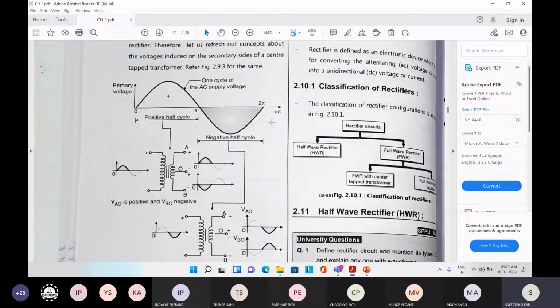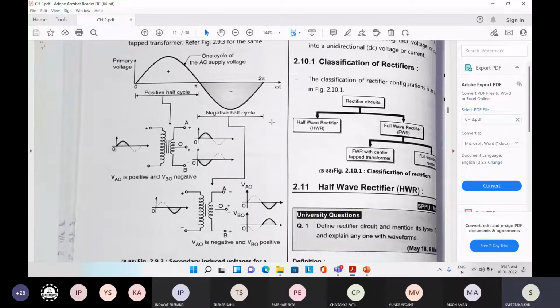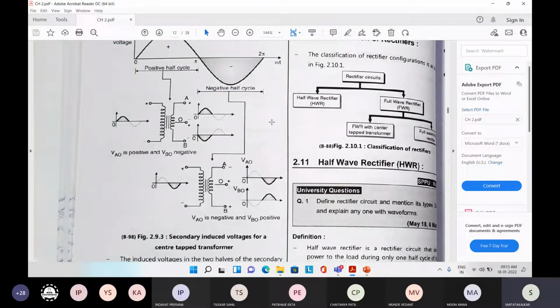Means 1 × 10⁻³. In the practical session, we will perform how to use the bridge rectifier or the half wave rectifier. In the practical, we will measure the frequency, time, and find out the voltage and the current with respect to the particular rectifier, whether it's a half wave rectifier, full wave rectifier, or the bridge wave rectifier.